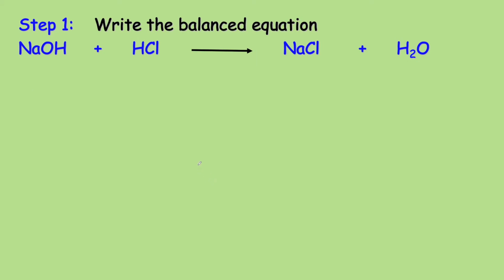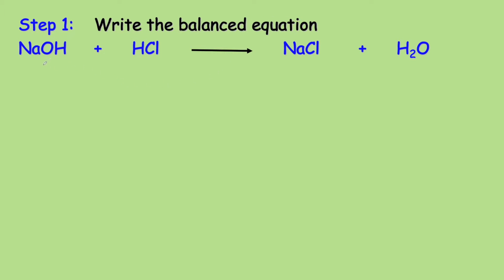Now we have a few steps when we are doing titration calculations, and I would like you to copy down all of the examples that we are doing, and put the steps next to them. So our first step here is to write the balanced equation. We have an alkali here and an acid here. We've got sodium hydroxide and hydrochloric acid giving us sodium chloride and water. So there is our alkali, there's our acid, there's our salt, and there's our water. So your first step is to write the balanced equation.